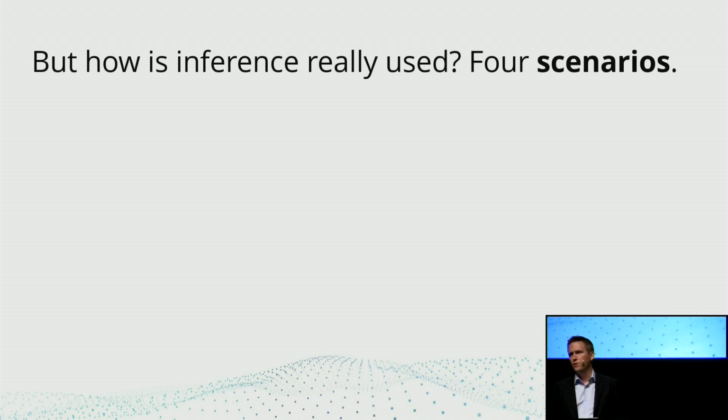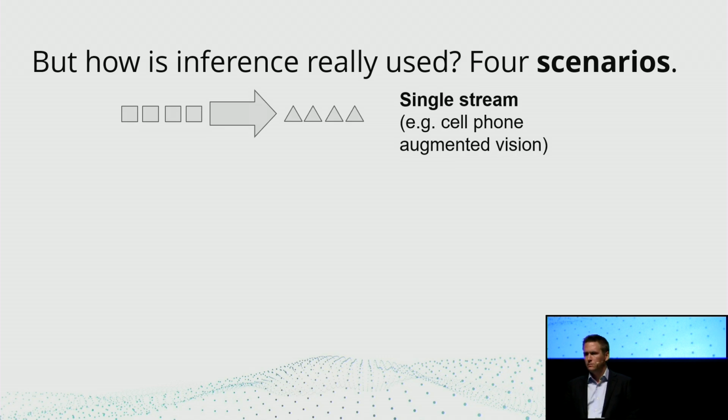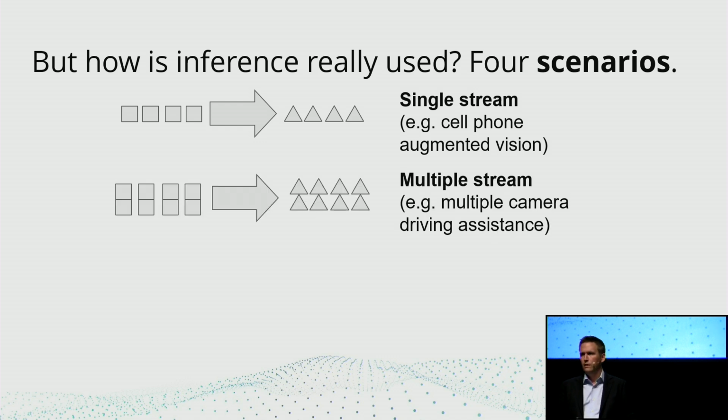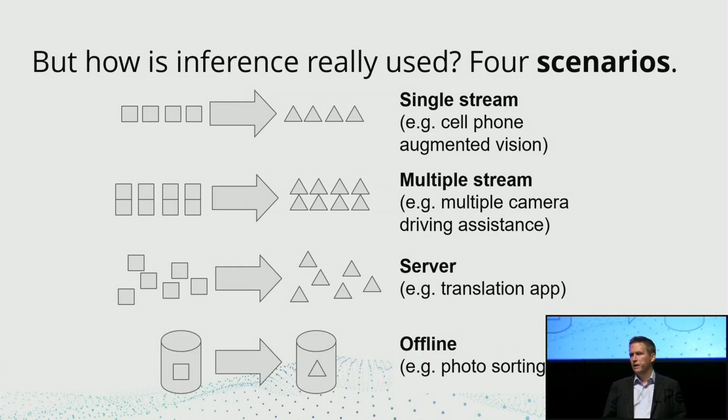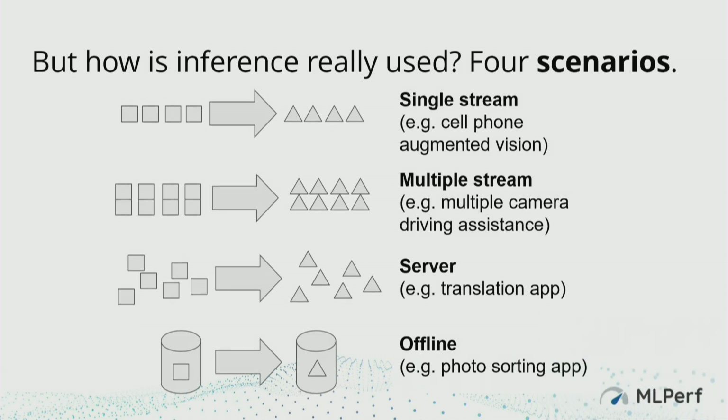Inference is really used in 4 different scenarios. First of all, there's a single stream of inputs. For instance, doing something on your cell phone. Then there's multi-stream. This could be automotive. You've got multiple cameras. You're trying to process them all in parallel. Then we've got server. You've got some Poisson distribution of arriving tasks or arriving inputs, and you need to process them within a latency bound. And the last is offline. Big stack of inputs, produce big stack of outputs as quickly as possible.